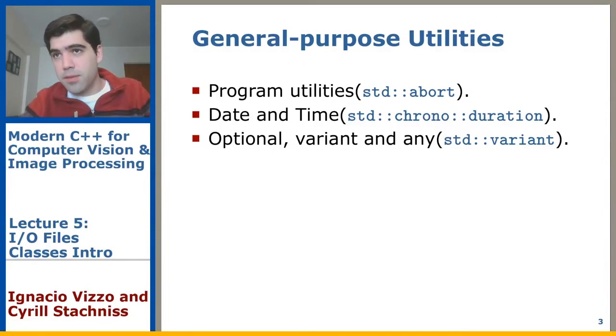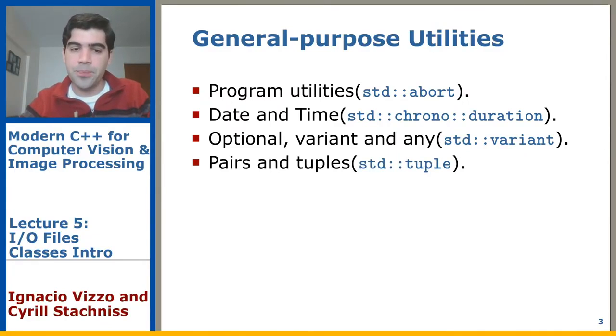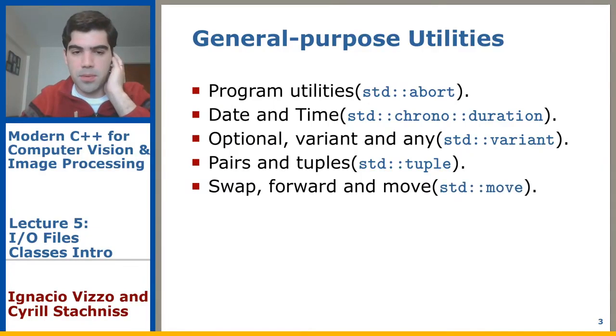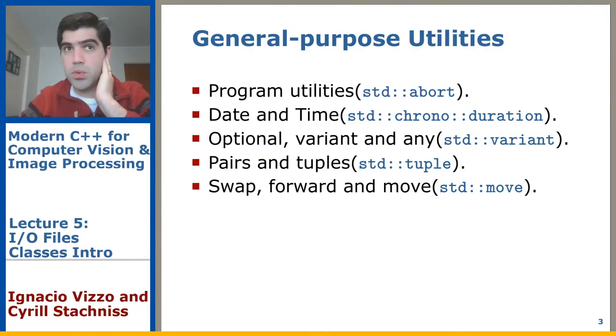There is also, starting from C++17, optional, variant and any. We will see some examples of these utilities. And there are also pairs and tuples. We have seen tuples a lot because I think they're great, and they provide similar functionality as Python. If you go to the previous lecture and search for tuple, you will see some examples of this particular utility. There is also one example on homework number 3, I guess, on how to use tuple. There's also swap, forward, and move. Whenever we see move semantics, probably in 2 or 3 lectures, we will be using these utilities.